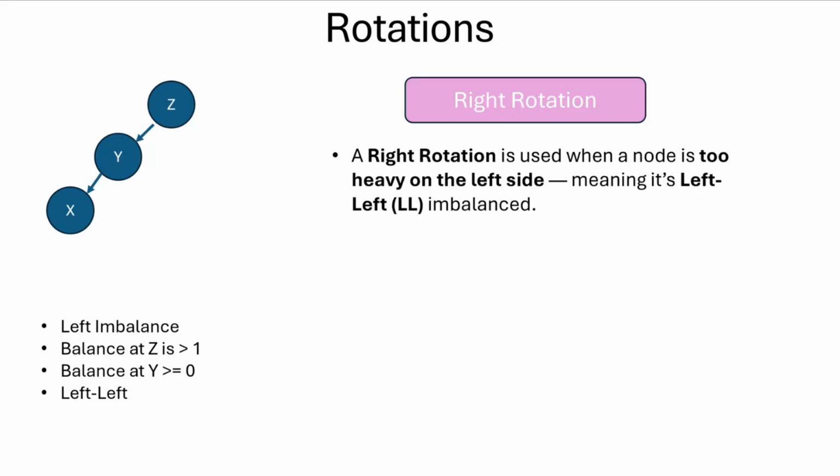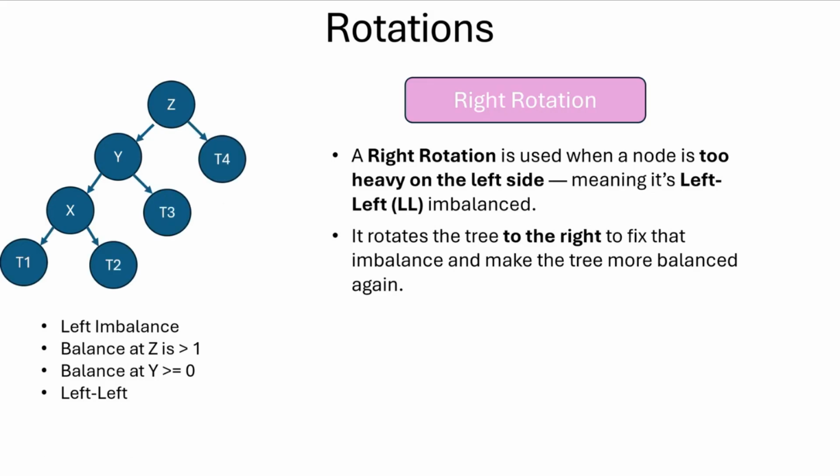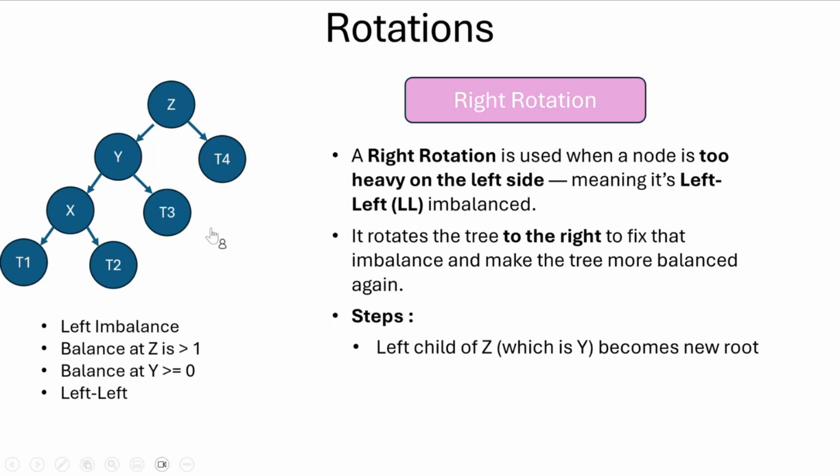So please go ahead and check it, so that it will be easy to understand the further parts of this video. The right rotation is used when a node is too heavy on the left side. It means it is a left-left imbalance. Right rotation means that basically Z comes onto the right side and Y becomes the new node. It rotates the tree to the right side to fix that imbalance. What are the steps? Let's say T1, T2, T3, T4 are the subtrees for X, Y, Z. Now the left child of Z becomes the new node because it is the right rotation, right? So Y will move here.